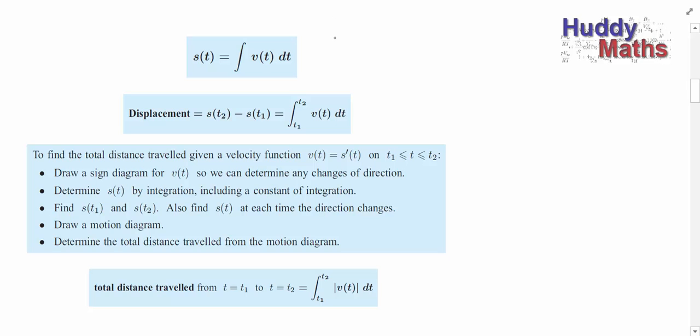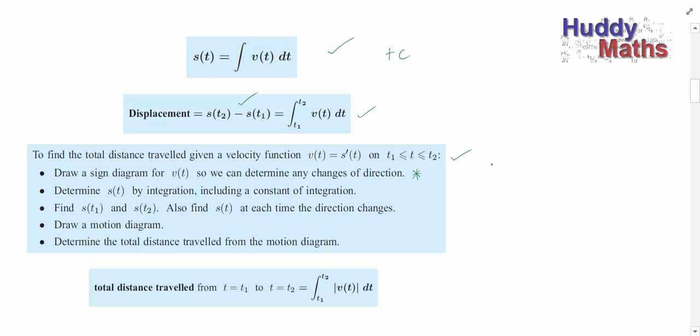Remember all that stuff. Let's have a look at a summary. The displacement function is the integral of velocity with respect to time. Going backwards, don't forget to use plus c. If we wanted the total displacement, s(t2) take s(t1), the change in displacement, is the integral from t1 to t2 of velocity with time. Distance travelled, if you like. To find the total distance travelled, we have to check it, don't we? We have to make sure it doesn't change direction.